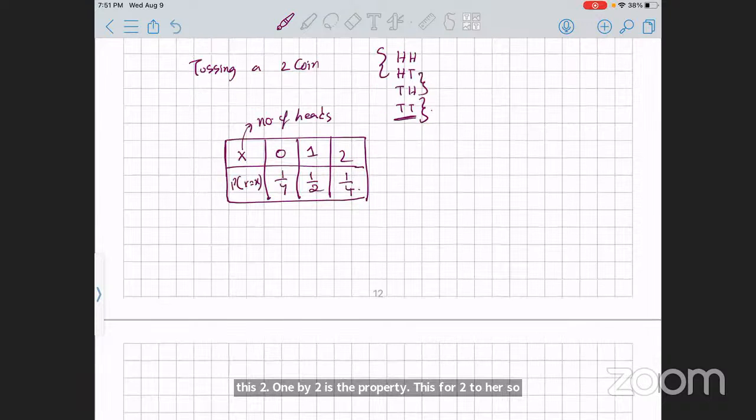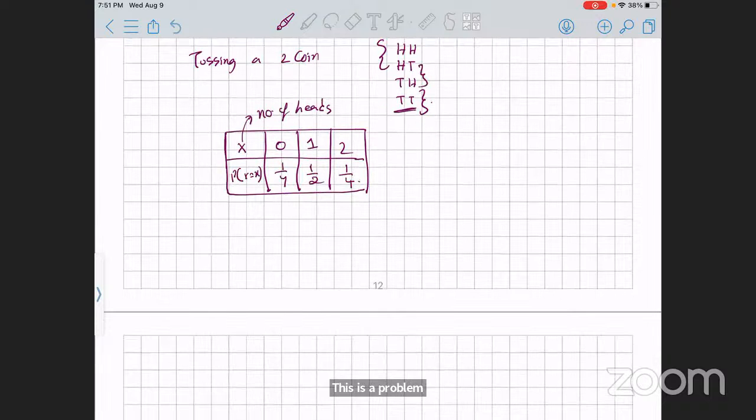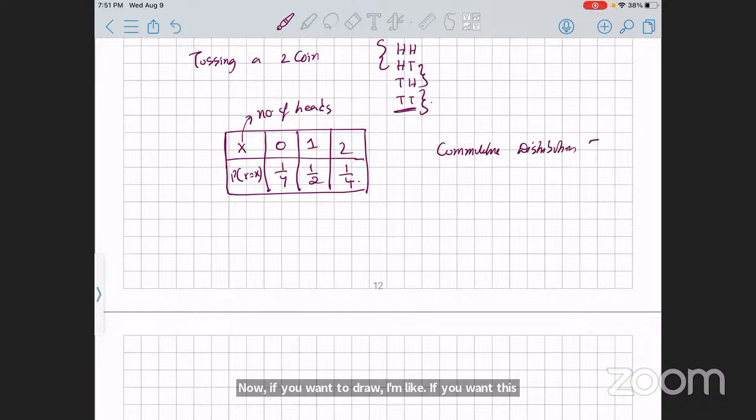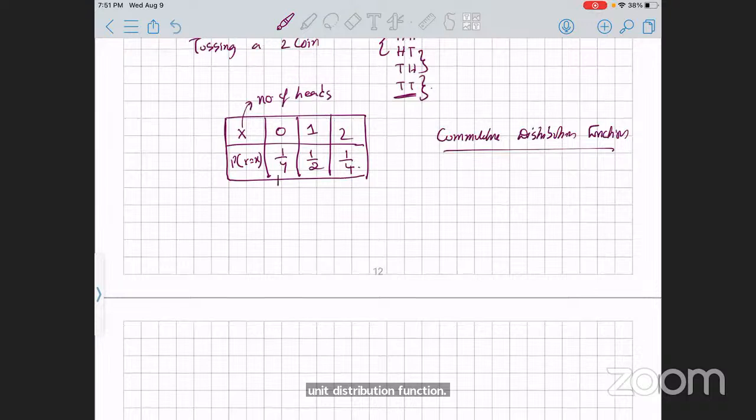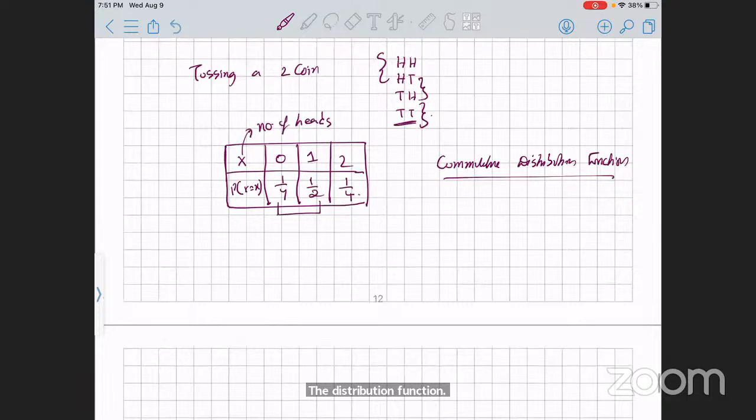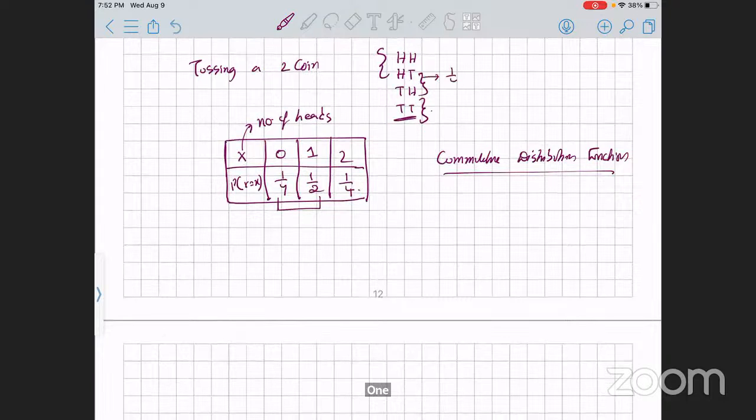Now, if you want the cumulative distribution function, look: 1 by 4 plus 1 by 4, that is head-tail and tail-head, so it is 2 by 4, which is 1 by 2. Sir, can you just scroll up a little bit?